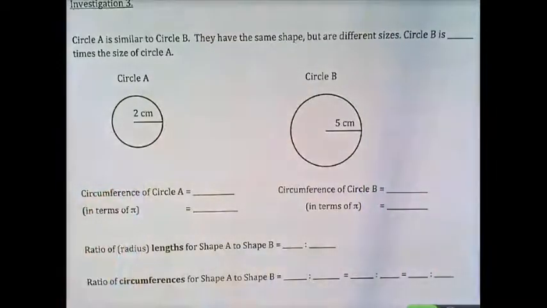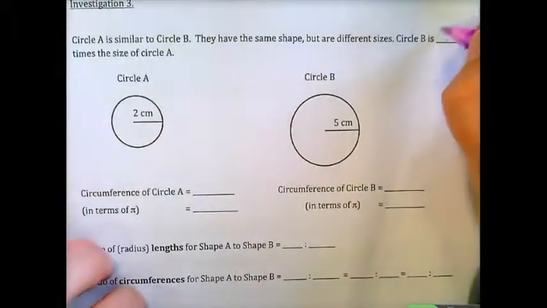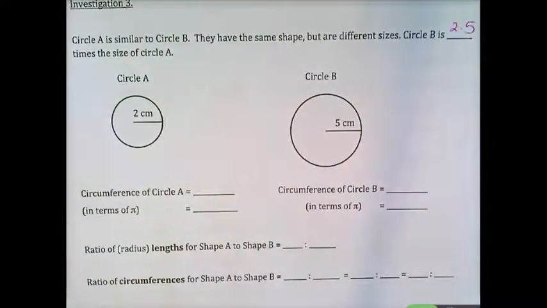Circle B is how many times the size of circle A? Yeah, it's 2.5. See, if it was 4 centimeter radius, it'd be double. If it was a 6 centimeter radius, it would be triple. 2 times 2.5 is 5.